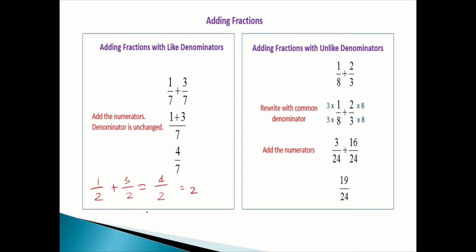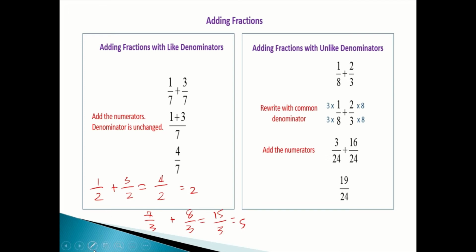And another example, if we have 7 over 3 plus 8 over 3, then that is 15 over 3. We can still simplify that. That's equal to 5. Okay? So take note, if a fraction can be simplified, we simplify our final answer. But there are cases where the answers cannot be simplified, so we don't need to simplify that and remain it as it is. Okay?